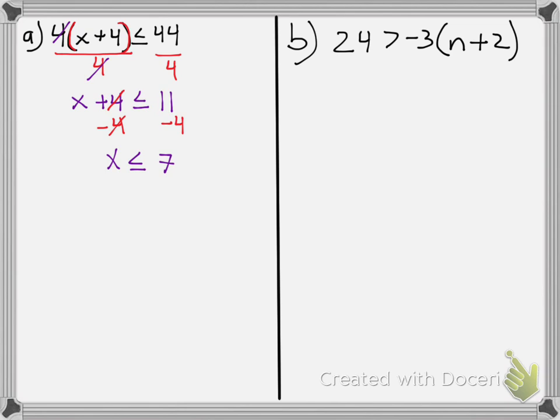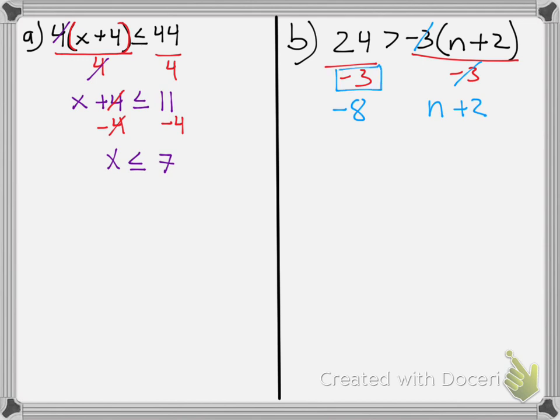Okay, so for B, we have a very similar situation. We have our -3, and we're multiplying it to the n plus 2. Once again, we could do distribution here and distribute the -3 to both, but it would just be easier to divide both sides by the -3 to get rid of everything that's in front. These would simplify because -3 divided by -3 is equal to 1. So on this side, we're left with n plus 2. And on this side, we're left with -8.